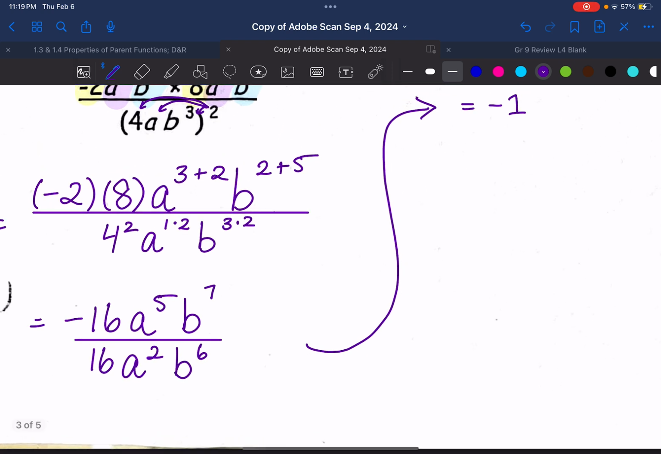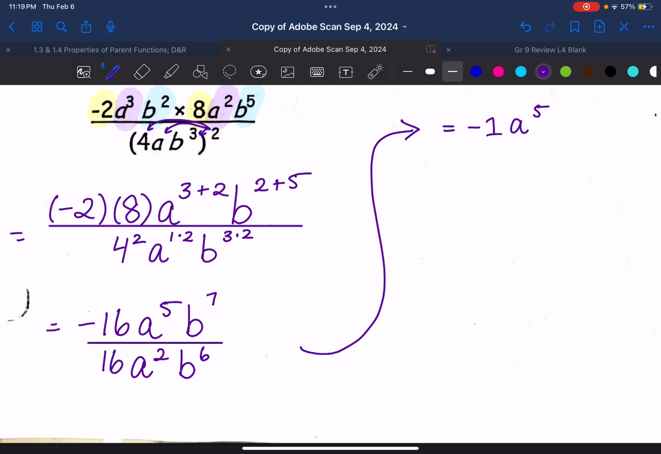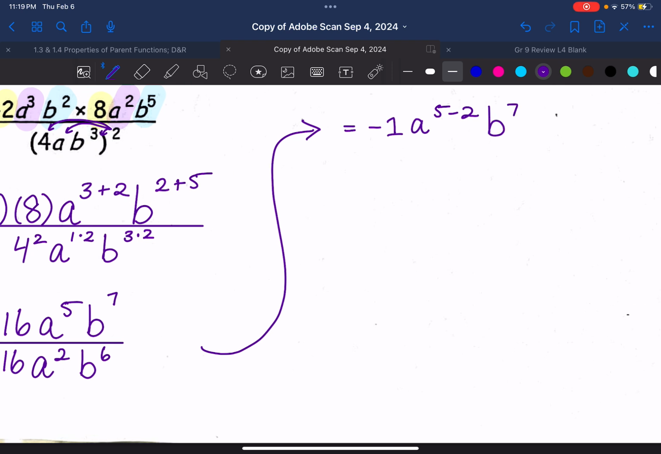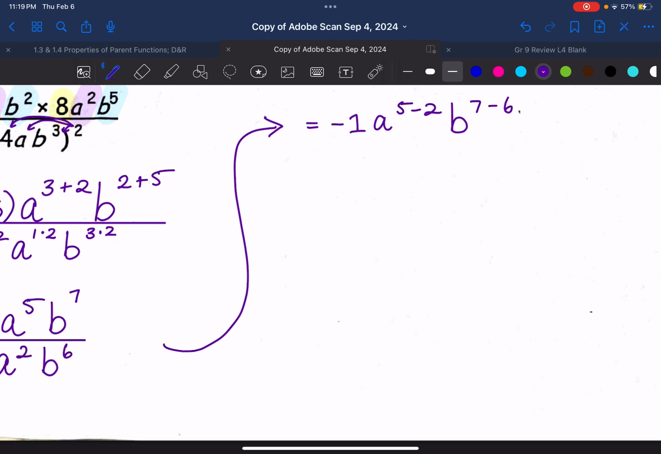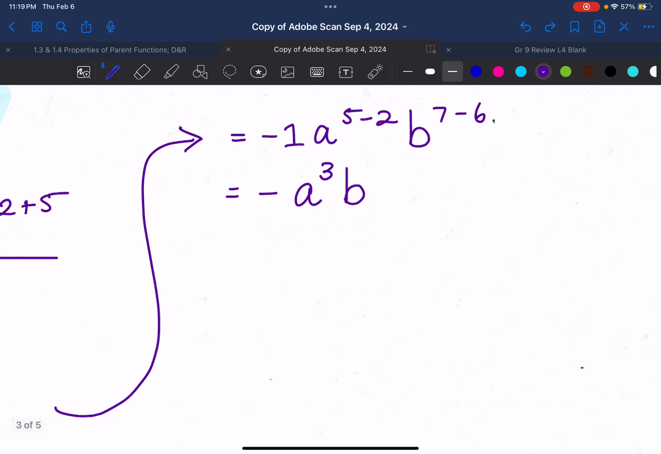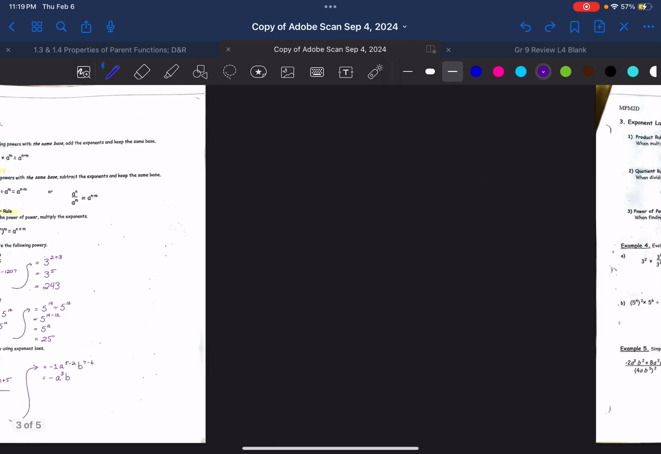With my A's, we are going to subtract the top from the bottom. And same thing with B's. We're going to do top minus bottom. Again, I don't really need to write the 1, so I'm just going to put a minus sign overall. My A's exponent will simplify to 3. And for my B, this will just simplify to 1, which again, I don't need to write. I can just write it as B. So final answer is going to be negative A cubed B. And we're done. So that was the end.